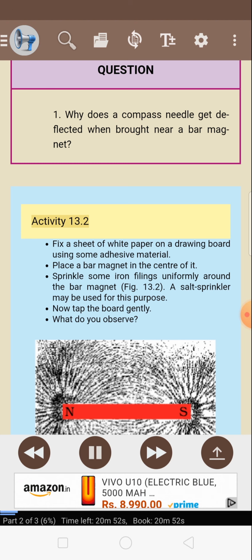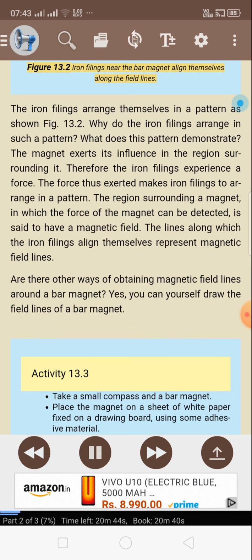Activity 13.2. Fix a sheet of white paper on a drawing board using some adhesive material. Place a bar magnet in the center of it. Sprinkle some iron filings uniformly around the bar magnet. Figure 13.2. A salt sprinkler may be used for this purpose. Now tap the board gently. What do you observe? Figure 13.2: iron filings near the bar magnet align themselves along the field lines. The iron filings arrange themselves in a pattern as shown. Why do the iron filings arrange in such a pattern? What does this pattern demonstrate?